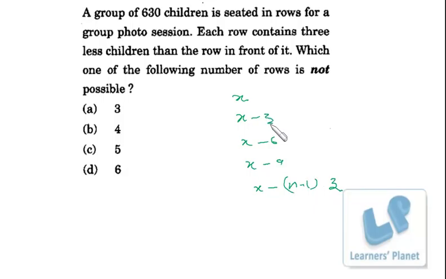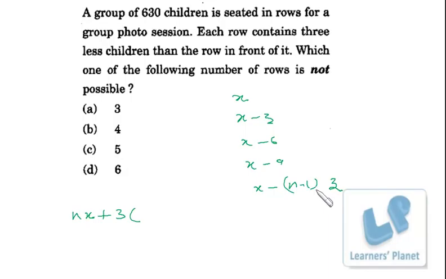See, in the second row 1 time 3 is there, in the third row 2 times 3 is there, in the fourth row 3 times 3 is there, so in the nth row n minus 1 times 3 will be there, right? So the total of all these should be 630. I'm having n rows, so nx, plus if I take this 3 common, then inside the bracket I'll be having 1 plus 2 plus 3 till n minus 1, right?